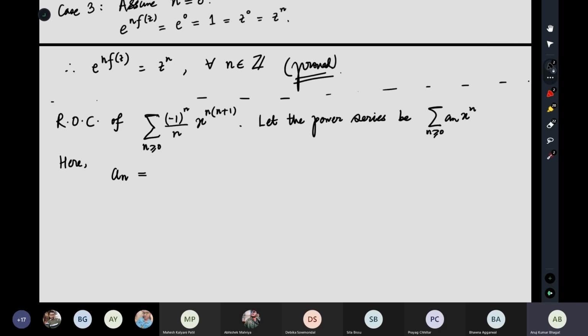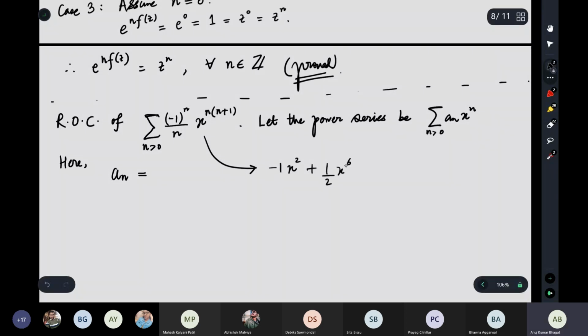If you try to write this power series, put n equals to 0. You cannot put 0 here, it will be undefined at 0. So put n equals to 1, you will get minus 1 x to the power 2. Put n equals to 2 here, you'll get plus 1 by 2 and x to the power 6.